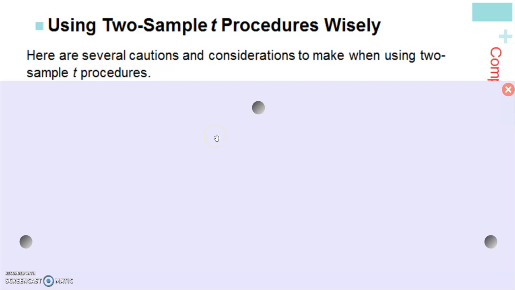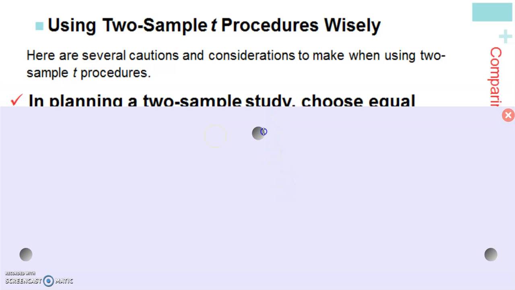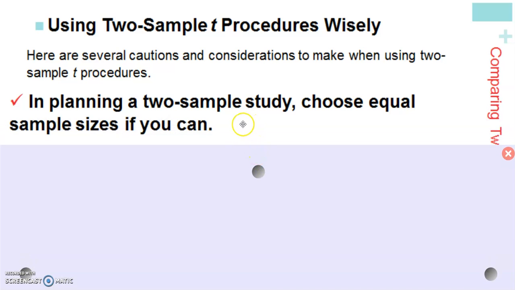Some other cautions and considerations to make when using t-procedures. First, in planning a two-sample study, choose equal sample sizes if you can. So if you are ever asked to create a study or experiment, try to make the groups the same size.